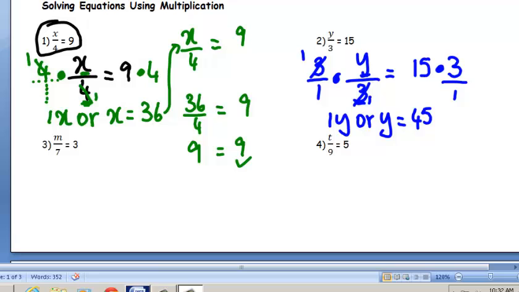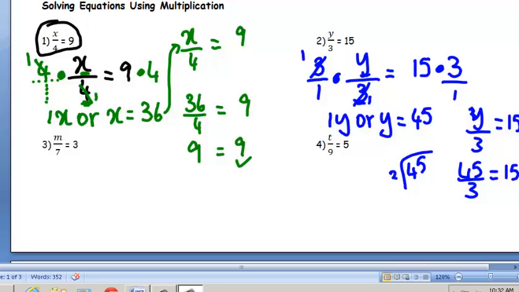Let's go ahead and check our answer. It was y over 3 equals 15. Y in this case I got as 45. 45 over 3 equals 15. And if you divide 45 by 3, 3 goes into 4 once. 3, subtract, bring the 5 down, 1, bring the 5 down, 3 times 5. So yes, 15 equals 15, correct. So my answers are correct. I want you to go ahead and finish the other 2 problems.